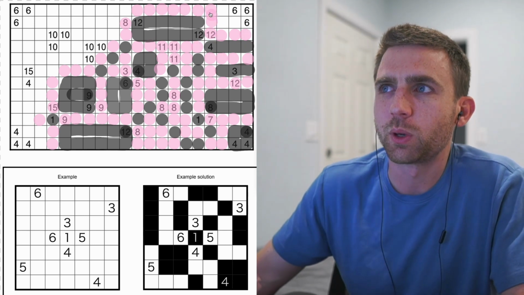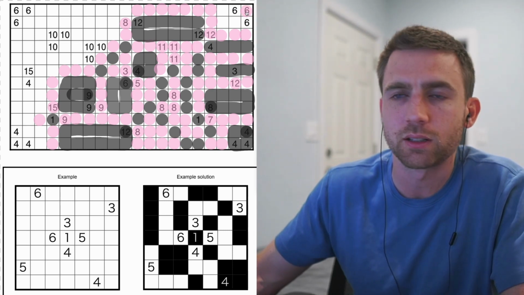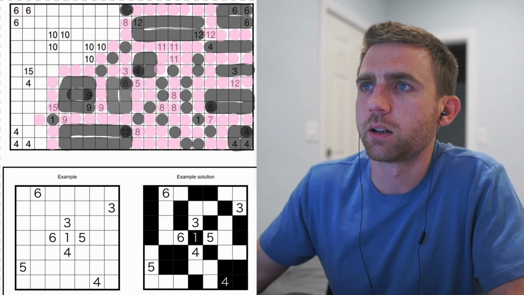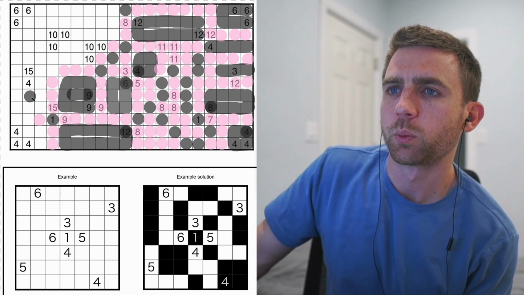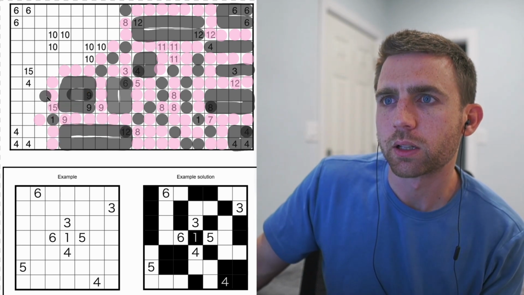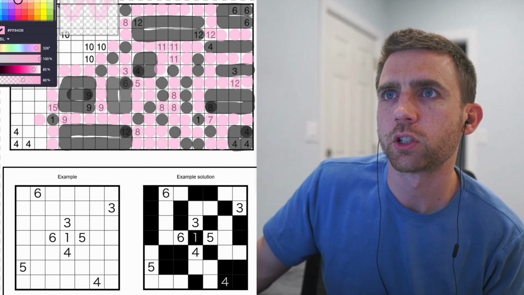It looks really obvious that we could just add that 1, have this 6 as a shaded section. So let's do that. Let's cut that off. Let's go down to the bottom here to this 4. Again, we don't know if this 4 is shaded or unshaded. Let's think about all the ways it could be unshaded first.